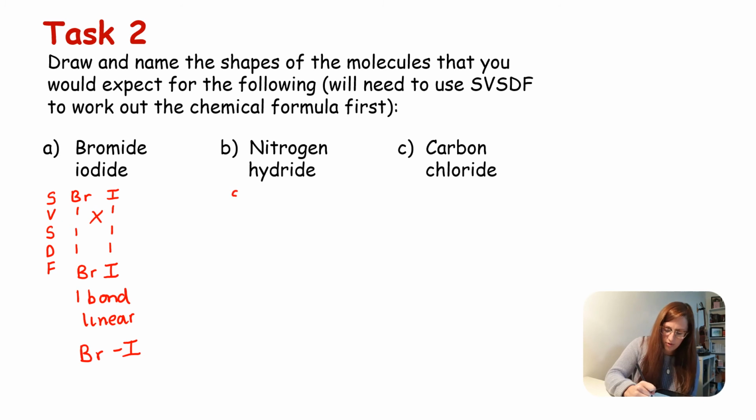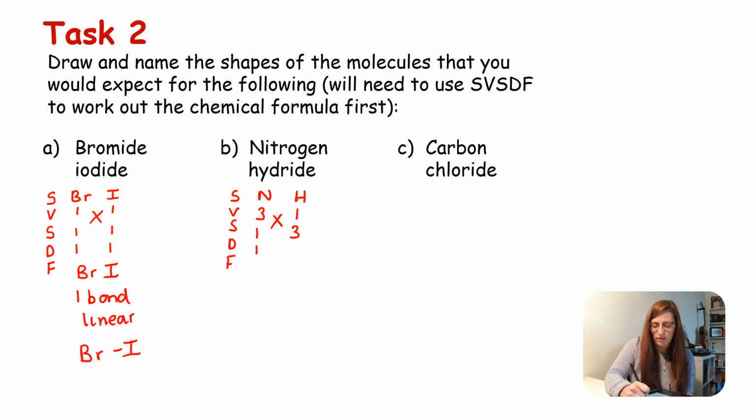For B, we've got nitrogen hydride. So again, we're going to do SVSDF, nitrogen, hydrogen. Nitrogen is in group 5, so it's got a valency of 3. Hydrogen is in group 1, so it's got a valency of 1. Swap those over, 1 and 3. We can divide them again, both by 1, so we're going to have 1 and 3. So our formula is going to be NH3.